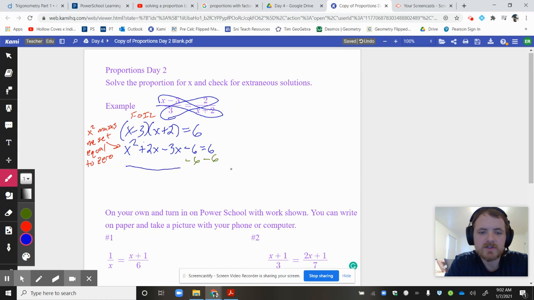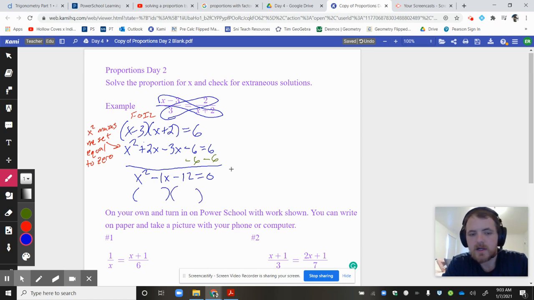So this turns into x squared minus 1x minus 12 equals 0. Now it is a trinomial, three terms, so I have to factor it. What factors of 12 could make 1? Hopefully we're seeing that that would be 4 and 3. Since it's an x squared, it just becomes x out front, x out front. 4 and 3 would go right there.